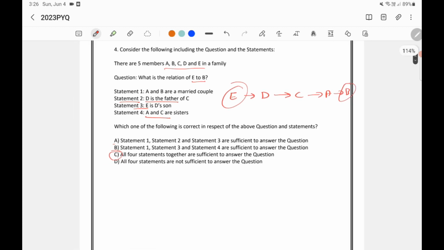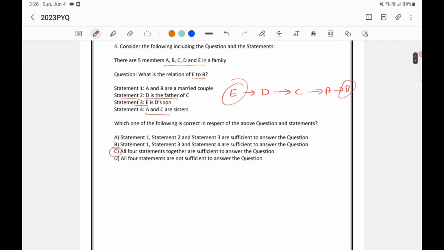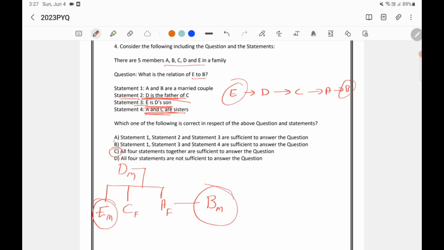So for checking, just try to solve this one. So it says that A and B are a married couple. So A and B are couples. D is the father of C, but we don't know that yet. Now here statement 4 says A and C are sisters. So A and C are sisters, so C is female and A is female. So this will be male. Now here it says that D is the father of C. So D is male. Now statement 3 says that E is D's son. So E will be D's son. So this is male. So now we can connect E to B. So all the statements are required. Okay.